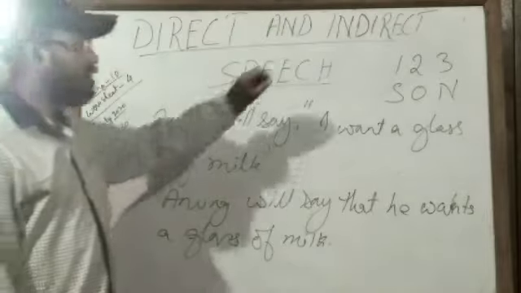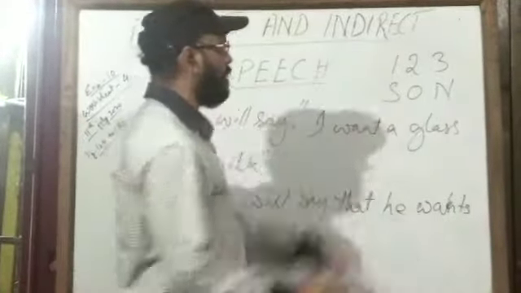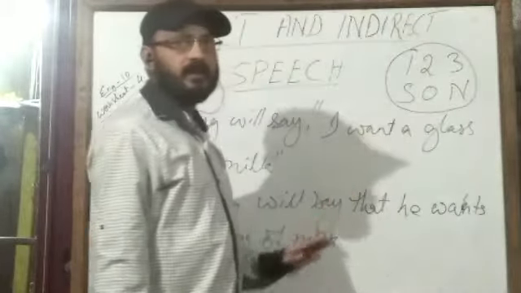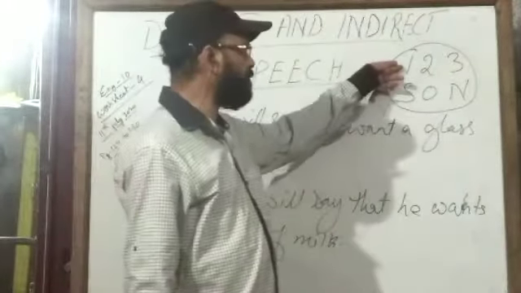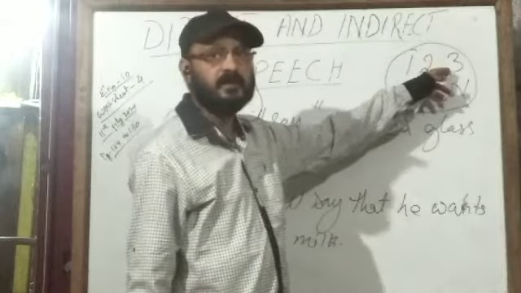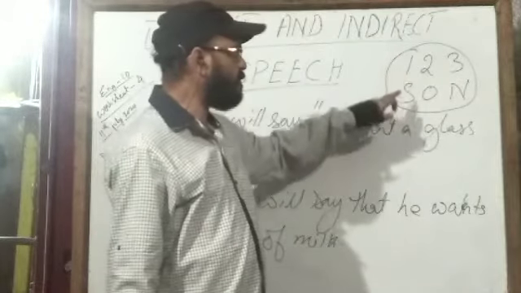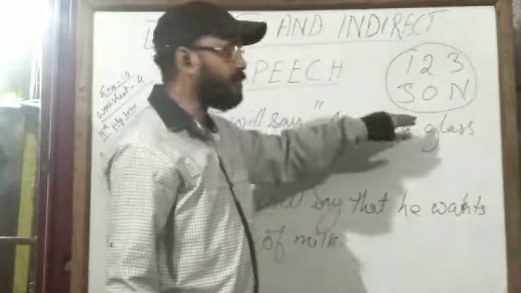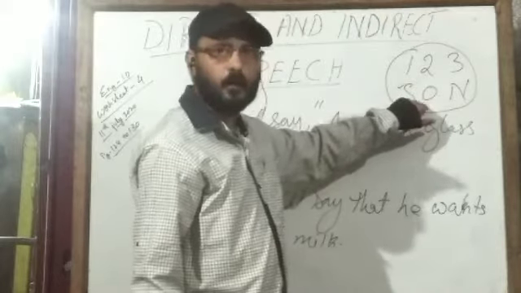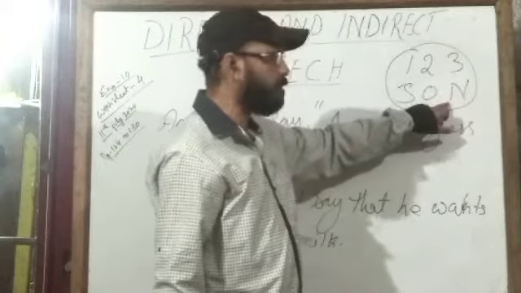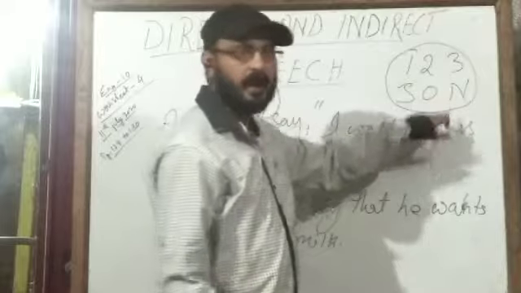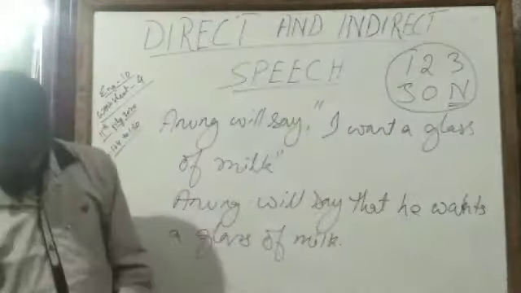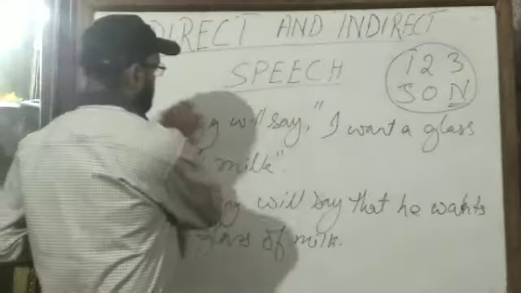My dear students, you really have to keep this formula in mind. 1, 2, 3. Again, let me explain it to you. 1 means first person, 2 means second person, 3 means third person. First person changes to the subject of the reporting verb, that is why I have written S here. Second person changes to the object of the reporting verb, that is why I have written O. Third person does not change, so that is why I have written here N. N means no change at all. So let us do the next question.